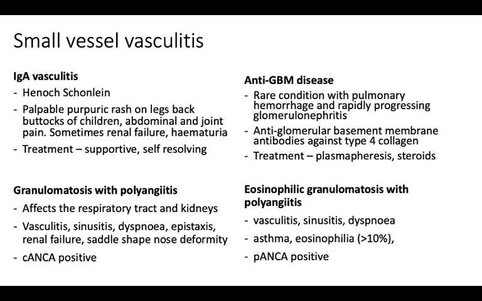Okay, so finally we have the small vessel vasculitis. So firstly, we have IgA vasculitis, also known as Henoch-Schönlein purpura. So in this, patients, usually children, get a palpable purpuric rash, which is non-blanching on their legs, their back, and their buttocks. They might also have accompanying abdominal pain as well as joint pain, but most of the time it's self-resolving, but sometimes patients might go into renal failure and have hematuria.